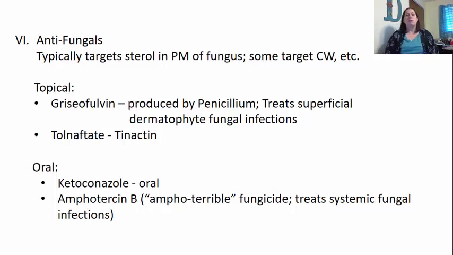On the other hand, some oral antifungals are going to be used to treat deeper seated fungal infections. So ketoconazole is an oral antifungal, and so is amphotericin B. This is the "amphoterrible" fungicide. This one treats systemic fungal infections, so fungal infections that are more deep-seated and affecting multiple systems.